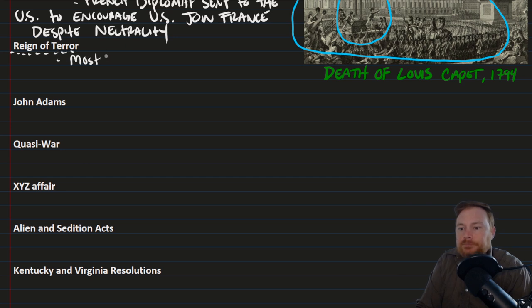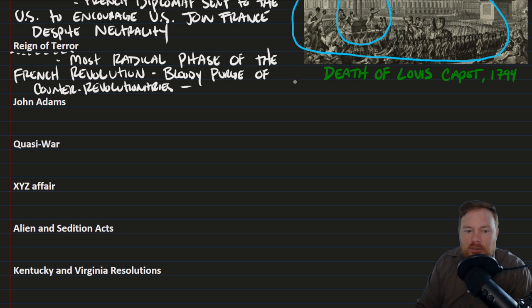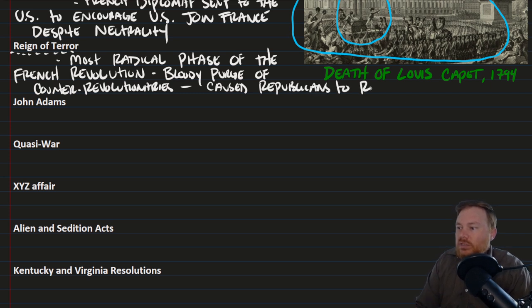The Reign of Terror is the most radical phase of the French Revolution. And that was where anyone accused of being an enemy of the revolution was executed via the guillotine. We'll call this the bloody purge of counter-revolutionaries. And it's responsible, I think it says, what does our textbook say? 60,000? I don't have the exact number. But thousands of people were executed via the guillotine during the Reign of Terror, and this caused Republicans to reconsider their support.